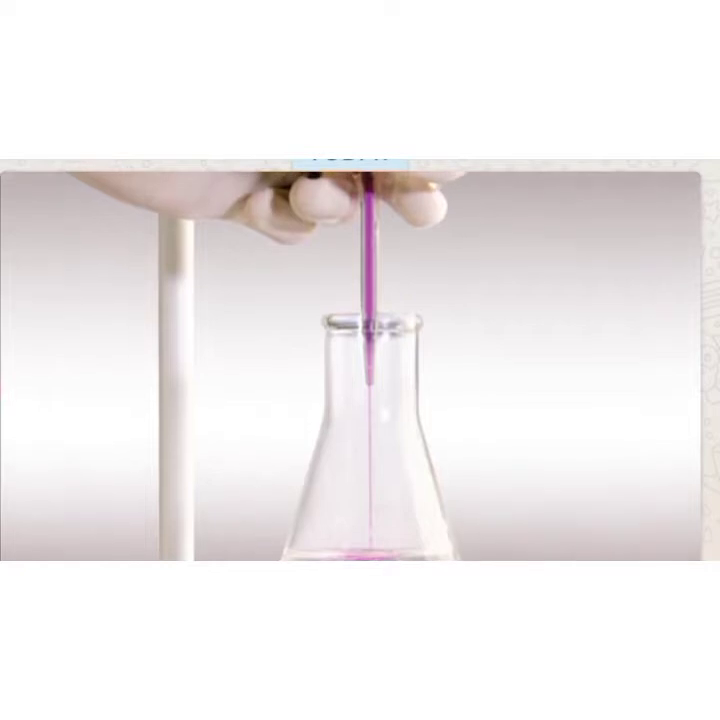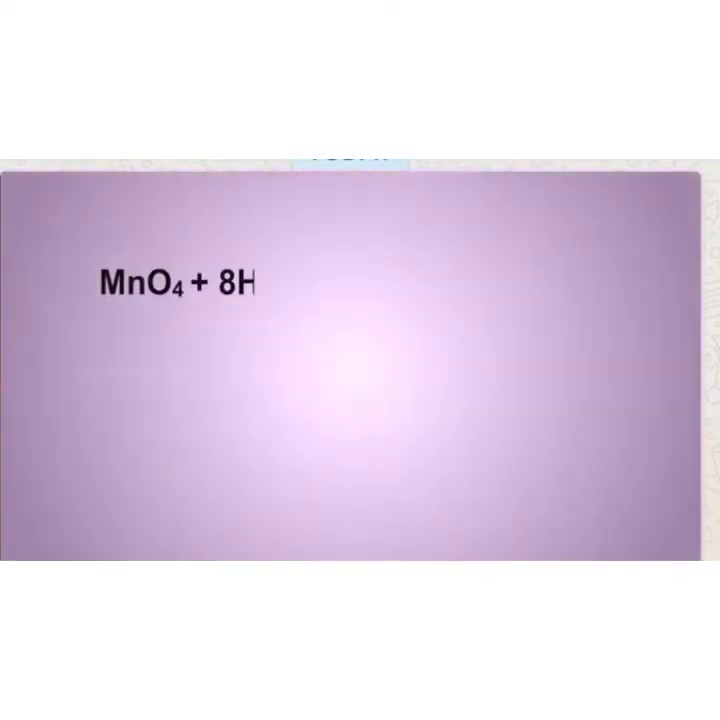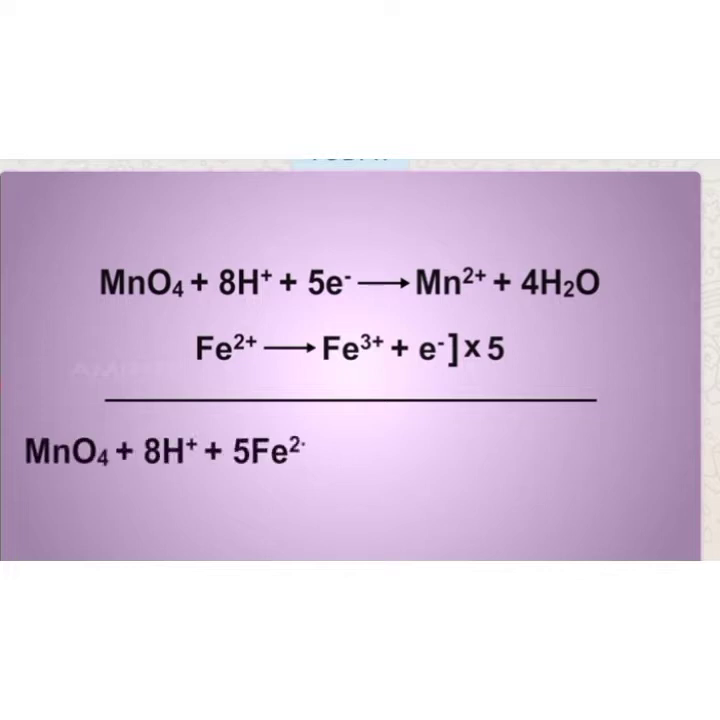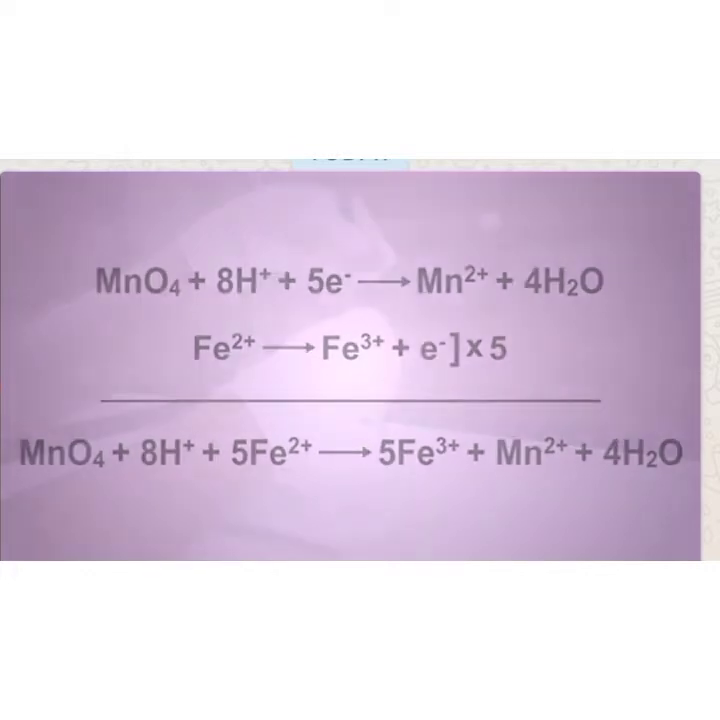known as Morse salt. The reaction that takes place during the titration is a redox reaction in which the permanganate ion of potassium permanganate is reduced to Mn2+ ion in the presence of acid, and the ferrous ion of Morse salt is oxidized to ferric ion.